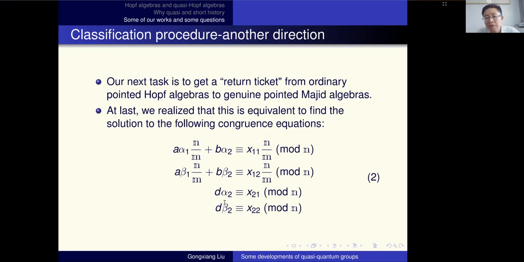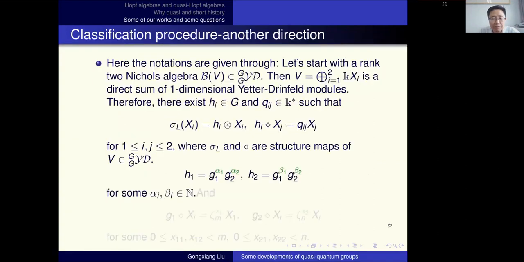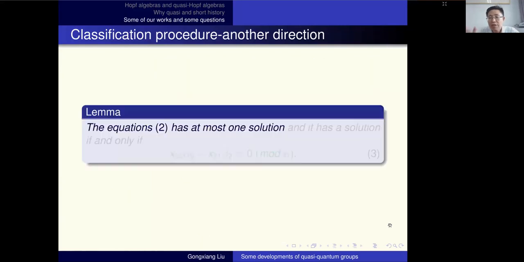Okay, this we call equation 2. Please remember this notation, equation 2. Now we just want to explain the meaning of the known characters. So you needn't care about it. And the congruence equation can be simplified to the following one, equation 3. So equation 2 has at most one solution, and it has a solution if and only if this equation is satisfied. So if you take the original quasi-Hopf algebra, it is very easy to find whether this equation is true or not.